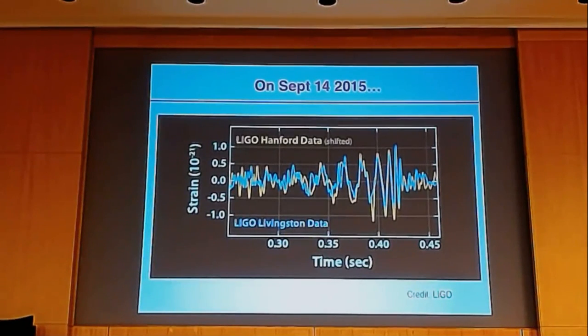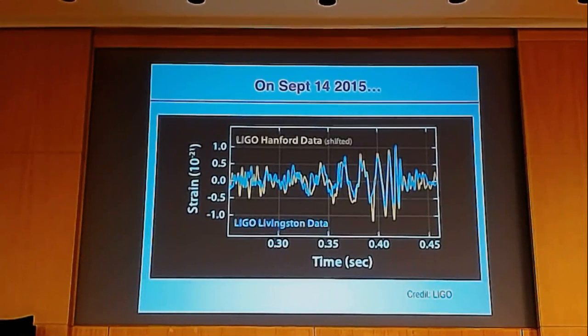But we have codes that were being tested at the time. During the run, they were running automatically, analyzing the data as fast as they can, within seconds. And then they post the results on a web page, and that's within minutes.